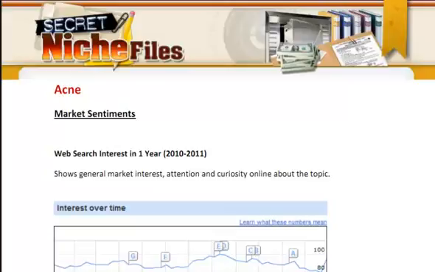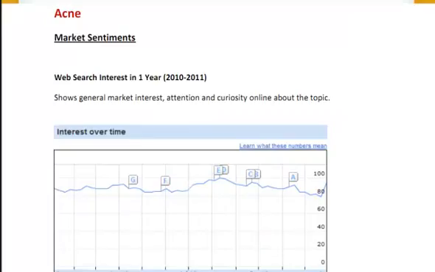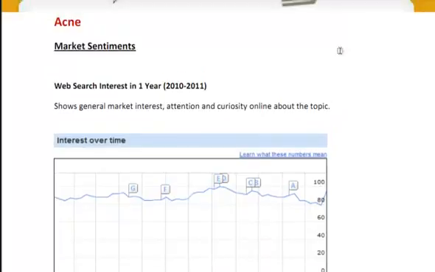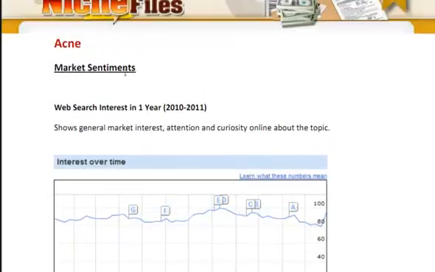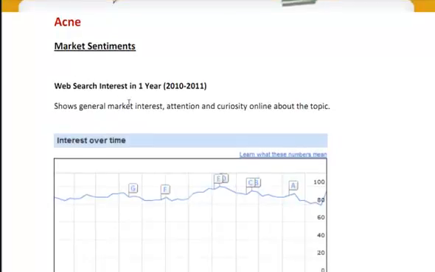Right now I'm inside the report for the acne niche. Let me quickly walk you through each and every section that you see inside the report. The first section reviews the market sentiment in the niche. This data is taken from Google Insights. If you wish to check out the Google Insights website, just go to google.com, type in Google Insights, and click on the first result.